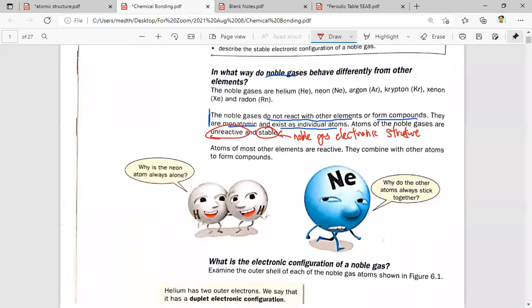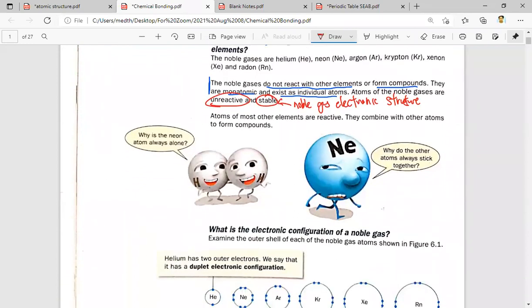Okay, noble gas electronic structure. Whereas atoms of most other elements are reactive, they combine with other atoms to form compounds because they do not have the noble gas electronic structure. Now this is where you will start to ask, what do you mean by noble gas electronic structure? You tell me noble gas electronic structure applies to noble gases. Can other elements also get noble gas electronic structure? Okay, the answer is yes.